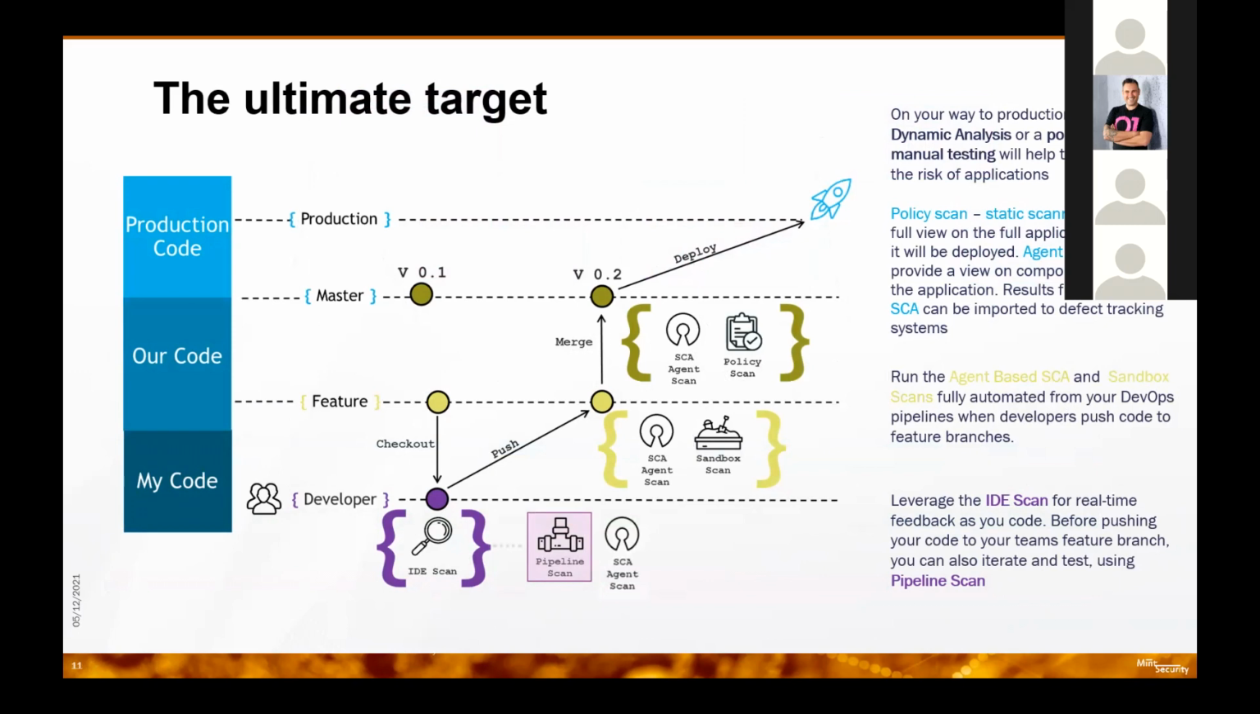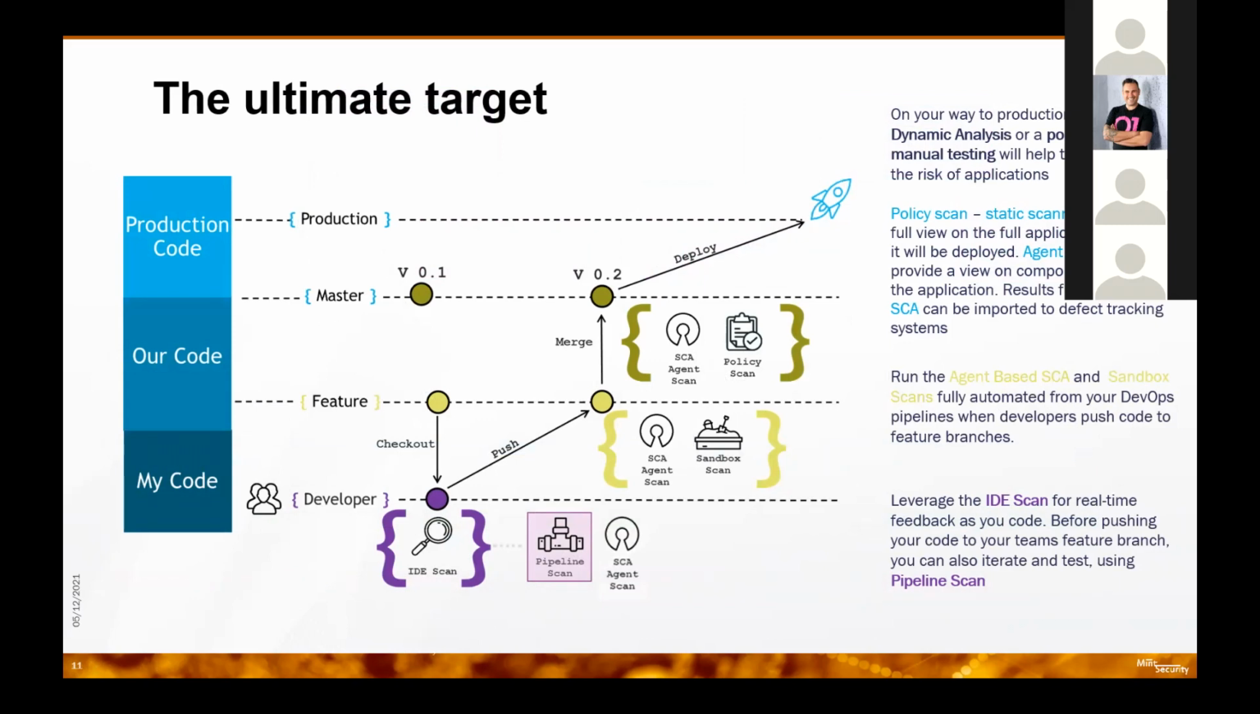So the sandbox scan will reflect your feature branch. If you think about the process, the least scan you do is a policy scan, because you only do that when you merge your feature branch into the master code. But you want to have developers to see all the flaws in early stages.